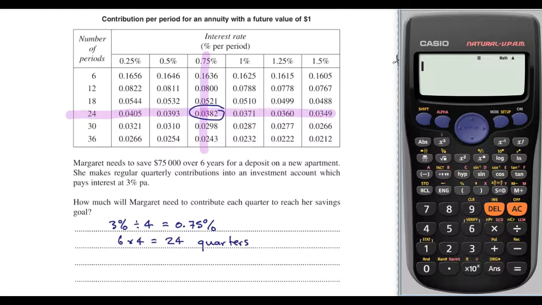So to calculate the contributions required to reach $75,000, we multiply that value by the value from the table, 0.0382. Giving us a contribution of $2,865 per quarter.